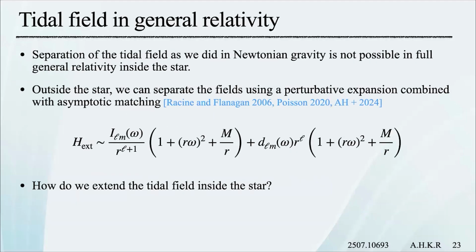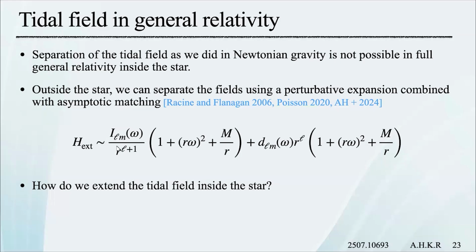The second result is, of course, how do you split the tidal field and how do you extend the tidal field inside the star? As I described before, you cannot do it uniquely in GR, and in the next slide I'll explain why. But outside the star, you can do it uniquely. Here I show the TT component of the metric in the buffer zone, basically. I'll get to the question in one second.